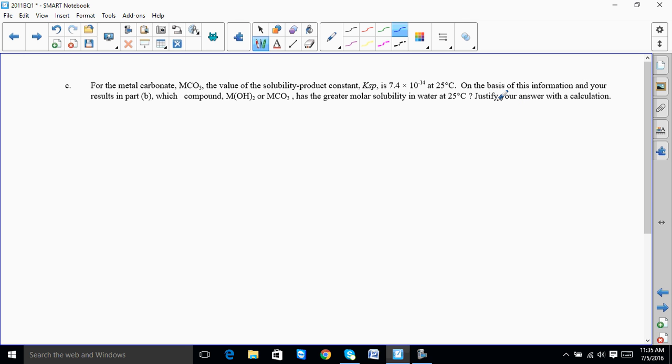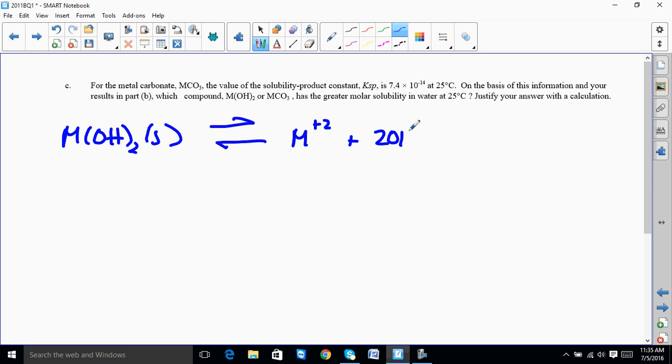Okay, so this is crazy, and this is the one thing I remember my college professor just hammering on. You cannot just look and say, oh, negative 15 is bigger than or smaller than negative 14. Because what happens is, let me just do the M. I'm going to do the MOH2 first. Okay, so this dissociates like this: M 2+ plus 2OH minus.